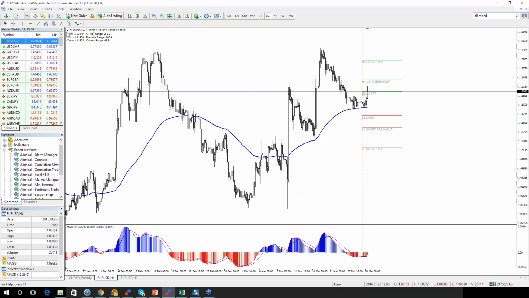This here is an inverted head and shoulders. Look at this here. Inverted head and shoulders. You can even place your trend line like this.